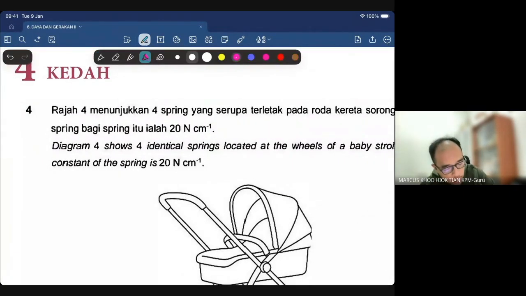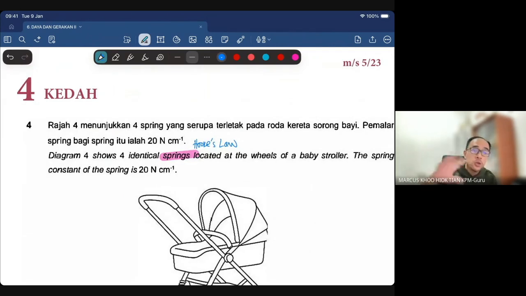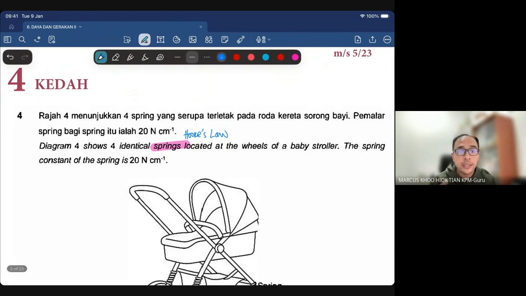Diagram 4 shows identical springs. When we hit the topic of springs, the first thing you need to be aware of is Hooke's law. You can review in the black book what Hooke's law is. I don't think they're asking this in this set, but just know that when we talk about springs, we're talking about Hooke's law. A couple of things will apply. We're going to talk about this in a while.